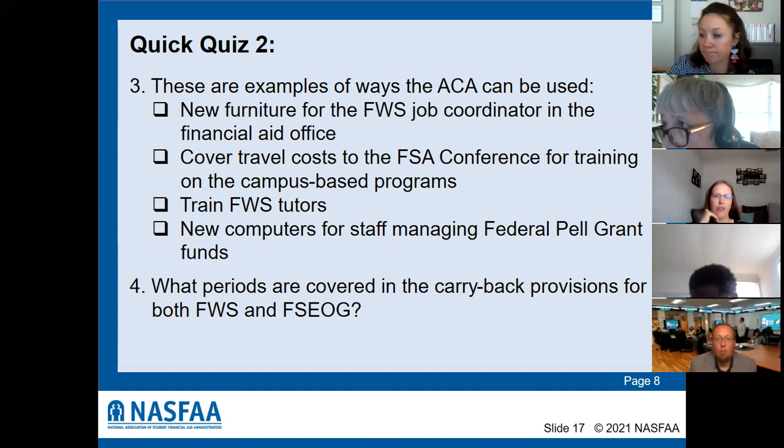Can it cover travel costs to the FSA conference for training on the campus-based programs? Yes. How about training Federal Work Study tutors? Yes. How about new computers for staff managing the federal Pell Grant funds? Might be a little tricky.